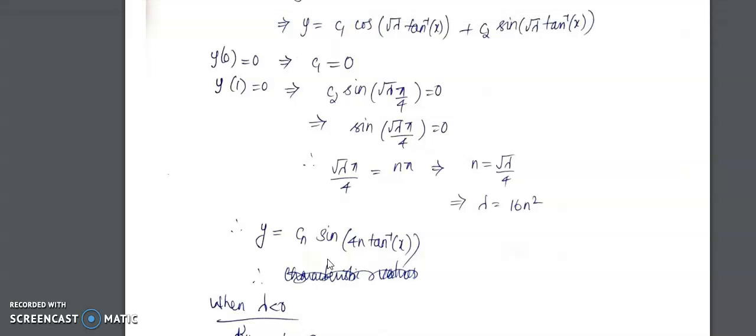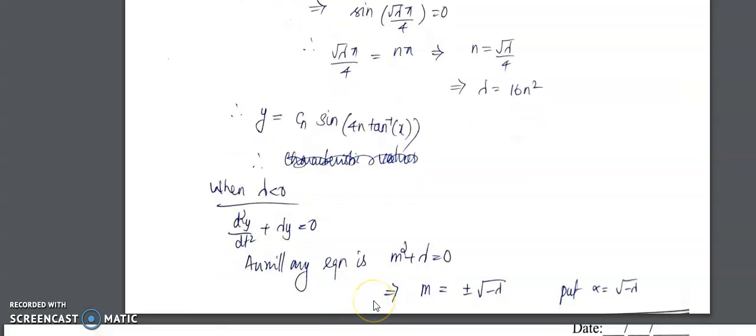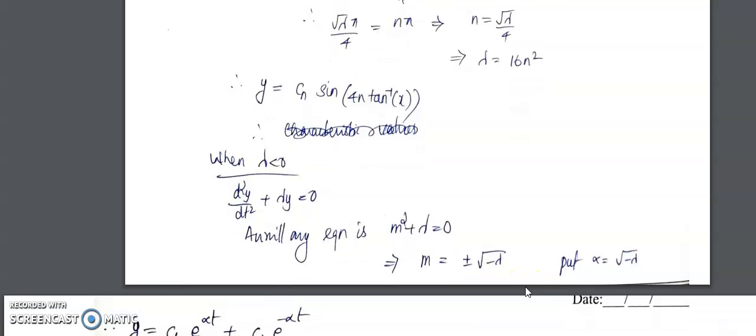Now the case lambda less than 0. Once you use the transformation x equal to tan t, this is the differential equation you are getting. So the auxiliary equation will be m square plus lambda equal to 0. So now m will be equal to plus or minus root of minus lambda. Lambda is less than 0, so let me put alpha equal to root of minus lambda. So the roots are real and distinct.